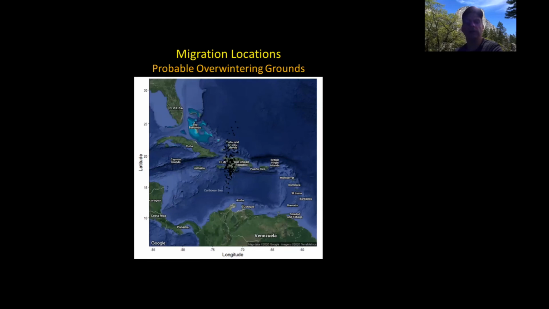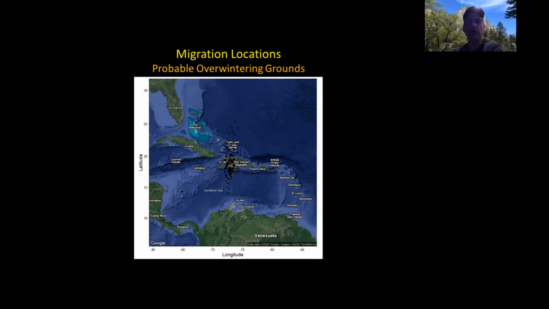Overwintering grounds is a bit tricky because we have to account for the longitude and the latitude. So here's a cloud of points. This covers a pretty big area. You could guess where the points tend to concentrate, but that's going to be pretty subjective.